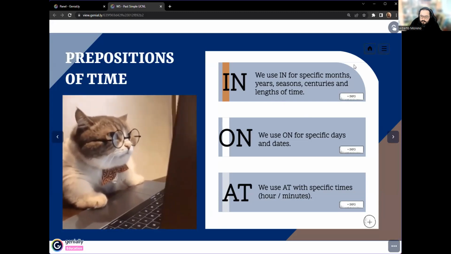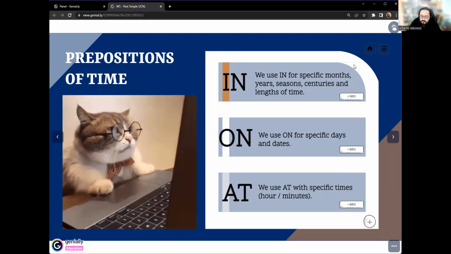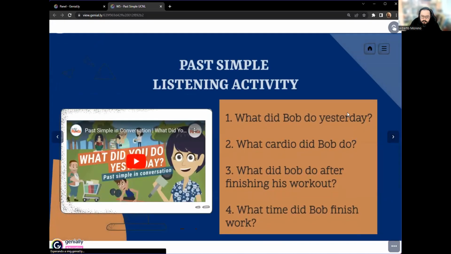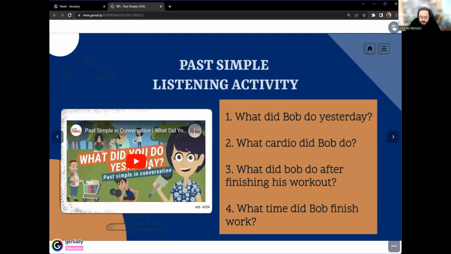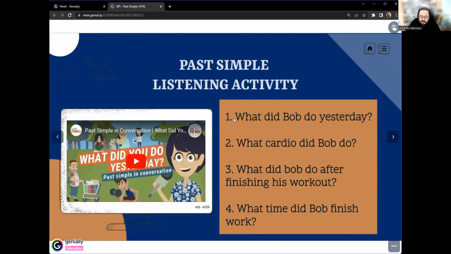¿Dudas hasta aquí? No, ninguna. Okay. So, vamos a escuchar el audio. No es todo el audio, nada más un pedacito. Y vamos a ir contestando estas preguntas. ¿Ok? Lo escuchamos 2 veces y después de la segunda ocasión les pregunto y me tienen que responder.